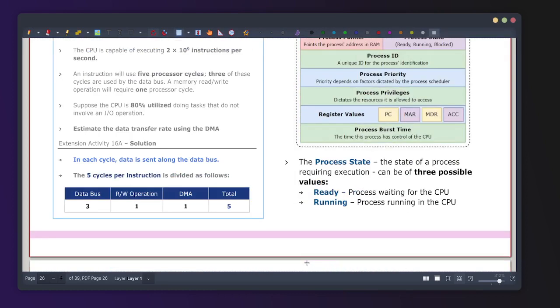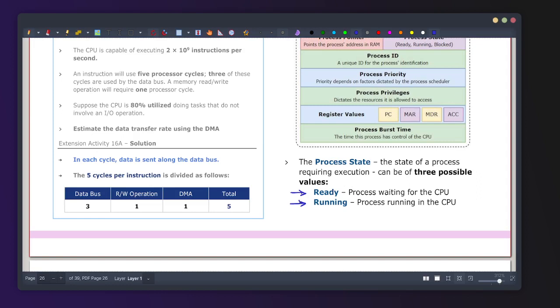Now, we're learning about the process state, which is very important. The idea is the process state is the state of a process requiring execution. Now, that isn't very explanatory. What exactly does that mean? There could be three states that a process is currently occupying.